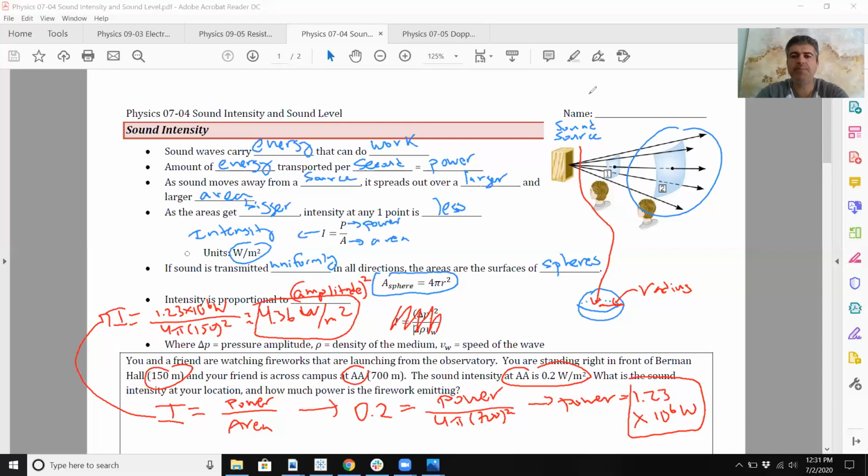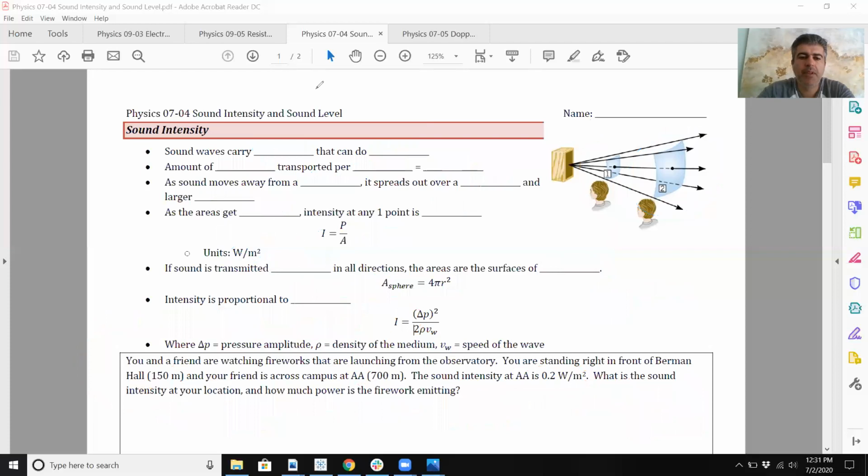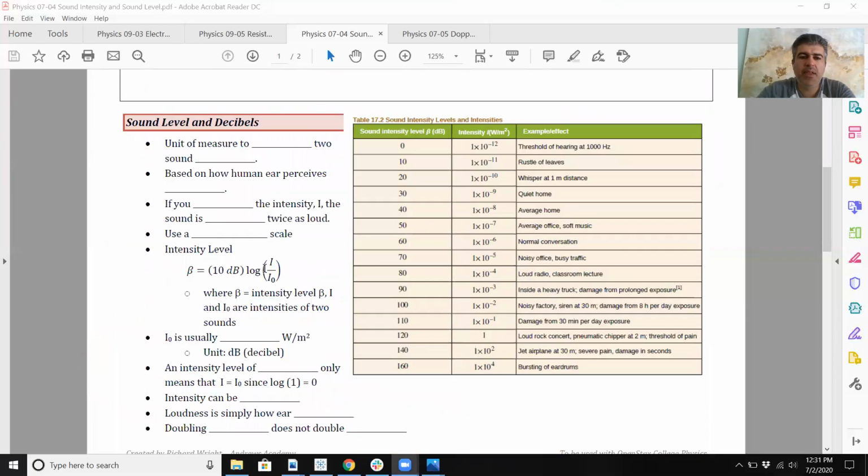Okay, let me go on and clear. Sound level and decibel. So this is going to be important before we move on to 7.5 on the Doppler effect. A decibel is a unit of measure used to compare two sound intensities.